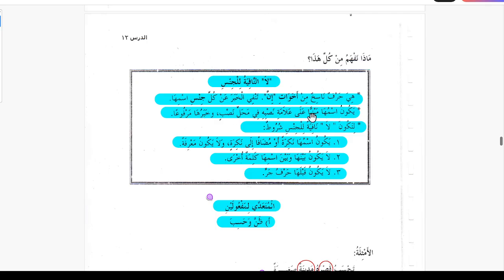Yakunu ismuha mabniyan ala alamatin nasbi, and its ism. Just like ismu inna, the ismu la is mabni ala alamatin nasbi, with the sign of nasab, fi mahalli nasab, in place of nasab. So we see the ismu la is mansub wa khabruha marfu, and khabru la nafiya lil jins is marfu.